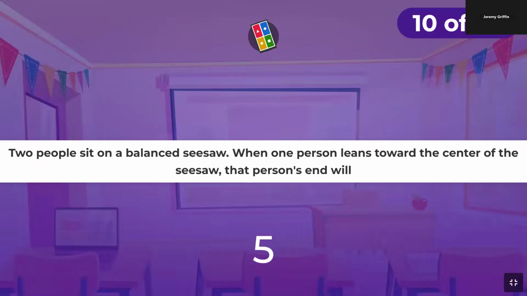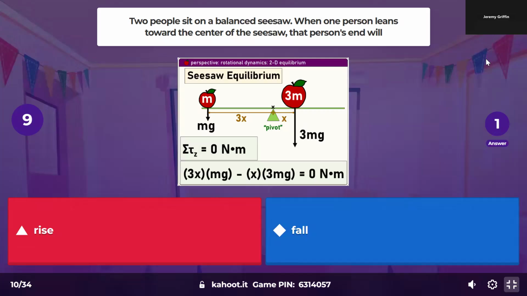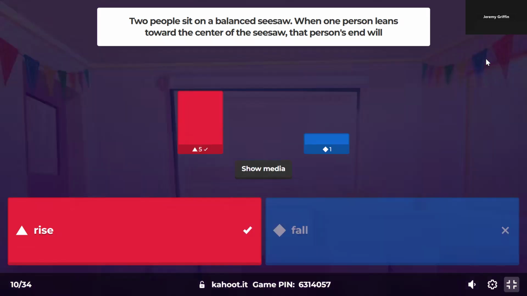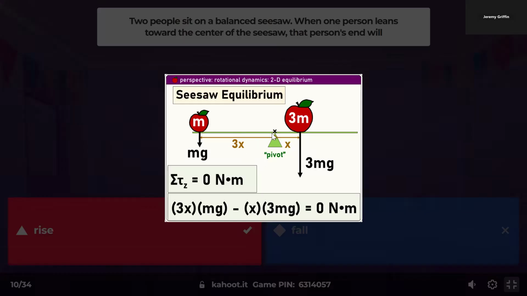Two people sit on a balanced seesaw. When one person leans forward, that person's end will rise. Yeah, let's go back and look at that picture. You get this, right? That looks pretty well balanced there, doesn't it? The torque sums to zero.